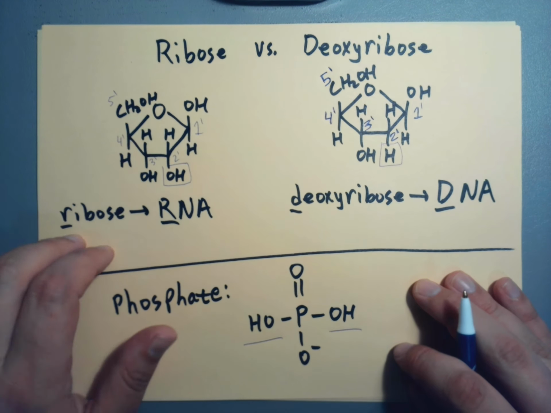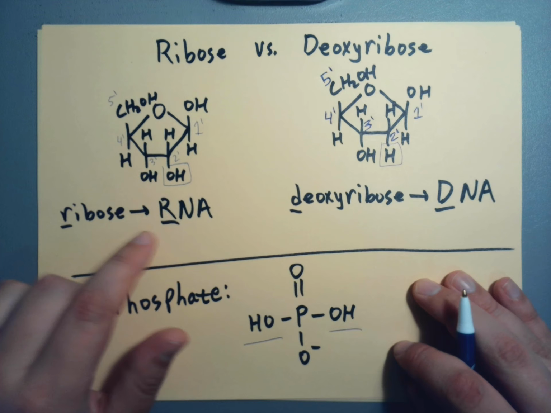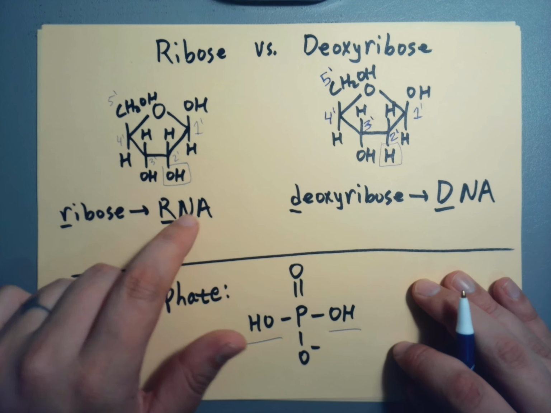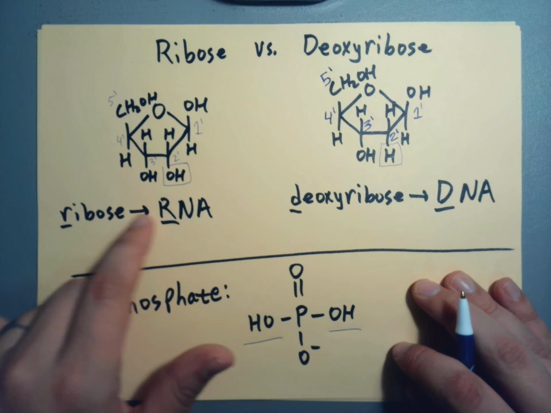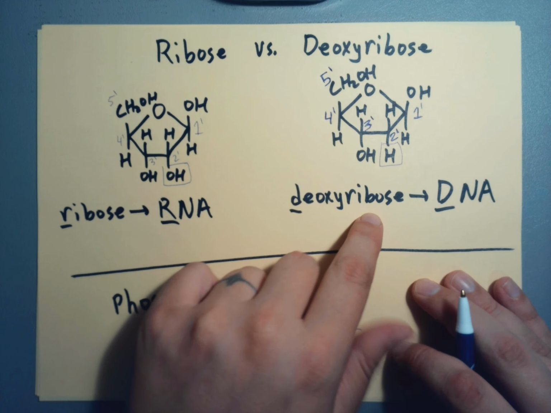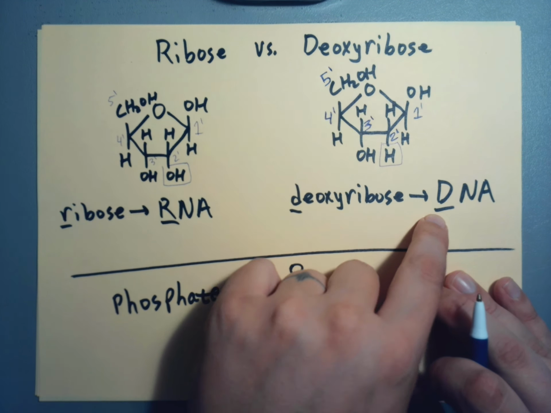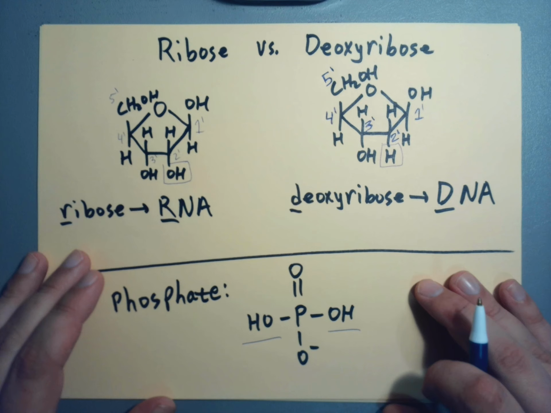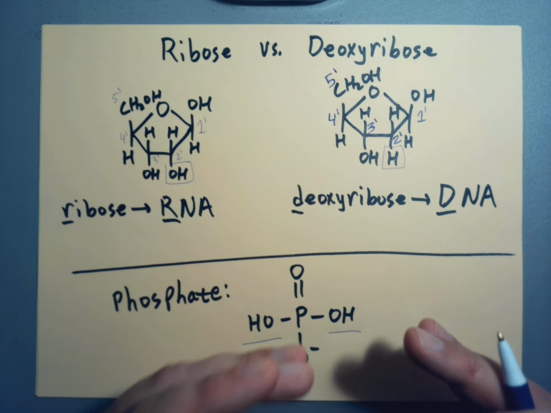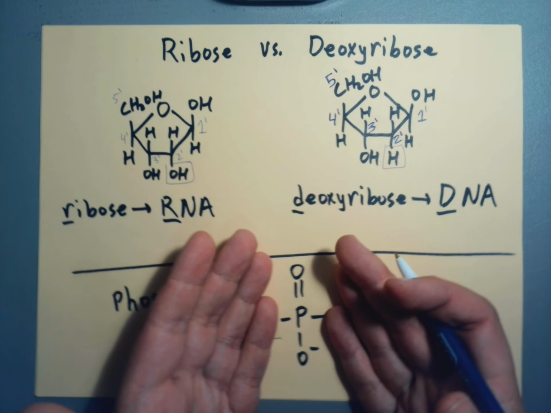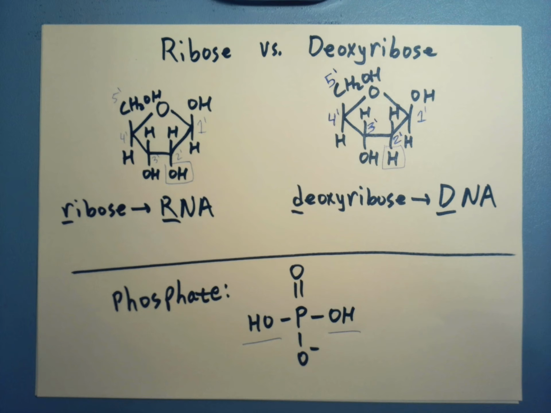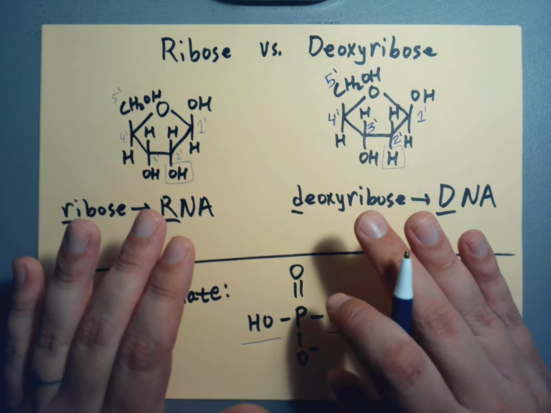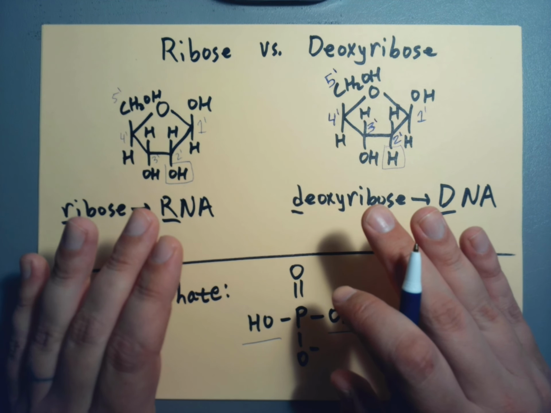And 5 prime. But it has 1 less oxygen. And so ribose is used in the sugar phosphate backbone of RNA. So it's ribonucleic acid. So ribose is the R in RNA. Deoxyribose is used in DNA. So it's deoxyribonucleic acid. So the name tells you what's in it. So if you want to know the difference between RNA and DNA, or if you want to know what you're looking at, one thing you can do is look at the backbone, see what sugar you have.